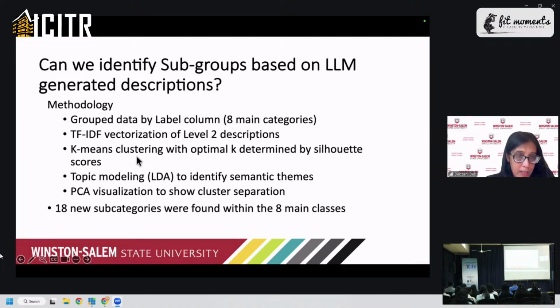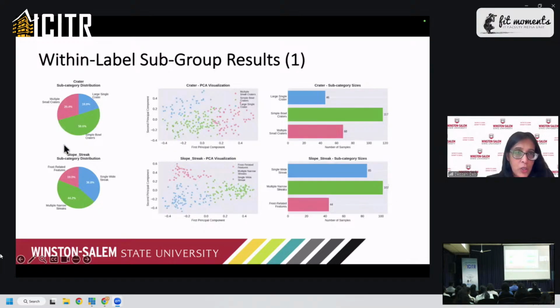From those identified clusters, we used the topic modeling LDA algorithm to identify semantic themes. Then we created a PCA visualization, principal component analysis, to show the cluster separation. Using this methodology, we were able to identify 18 totally new subcategories based on those 8 main classes, which the JPL scientists did not identify before. In the next slide, I'm going to show you some of those subcategories that we were able to identify from the label 2 descriptions.